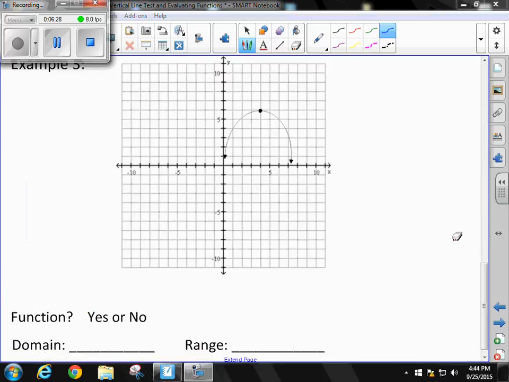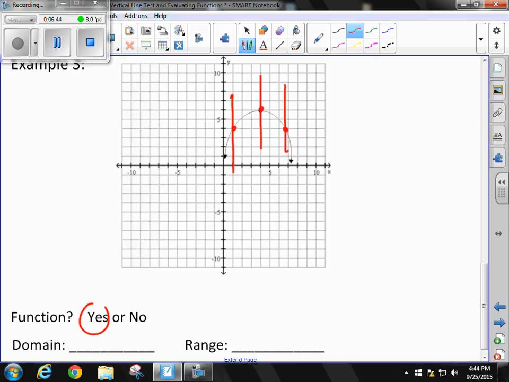Okay, we have another graph, and it's a parabola. I'm going to do the vertical line test first to see if it's a function. Let's see, a vertical line hits it once. Vertical line hits it once. Vertical line hits it once. This is actually a function. And then I'm going to erase those and talk about the domain and the range.